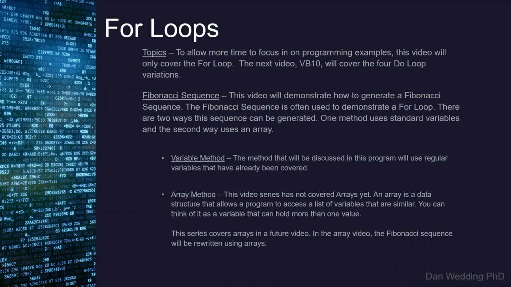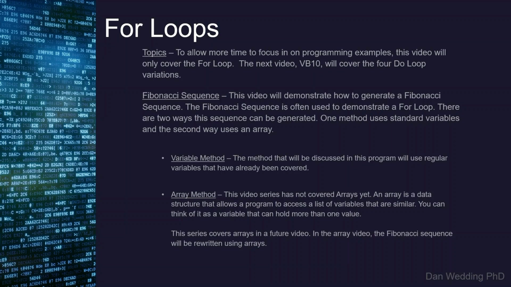To allow more time to focus on programming examples, this video will only cover the for loop. The next video, VB10, will cover the do loop variations. This video will demonstrate how to generate a Fibonacci sequence. A Fibonacci sequence is often used to demonstrate a for loop. There are two ways this sequence can be generated. One method uses standard variables, and a second way uses an array.